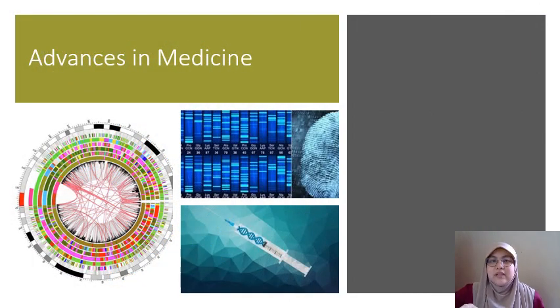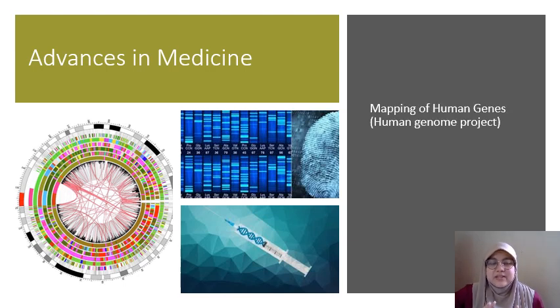Advances in medicine due to recombinant DNA technology include the mapping of the human genome. So we have methods such as restriction fragment length polymorphism, or RFLP, that uses restriction enzymes like we discussed earlier to actually detect variations in DNA fragment length. So this can be used to actually distinguish between plant species, genotypes, and in some cases, the individual plants themselves.